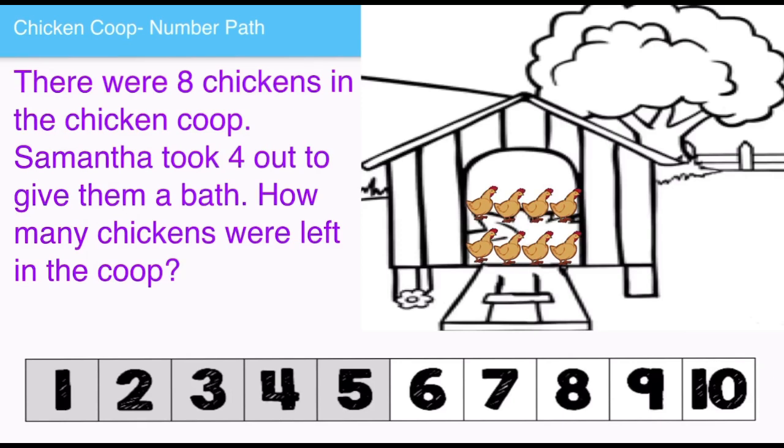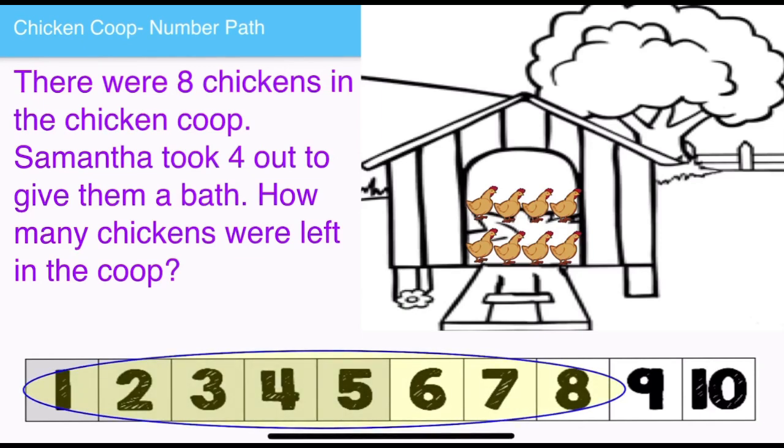For our second problem today, friends, there were 8 chickens in the chicken coop. Samantha took 4 out to give them a bath. How many chickens were left in the coop? Well, boys and girls, let's go back to our problem and look. It says there were 8 chickens in the chicken coop. So I want you to turn and tell someone you're with, how many counters do you think we have to put down to start off with? 8. Nice work. So while you put down your 8 counters, I'm going to circle numbers 1 through 8 on the number path. I will give you a few seconds to put your counters down.